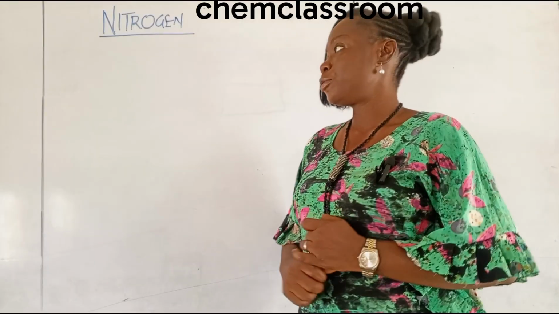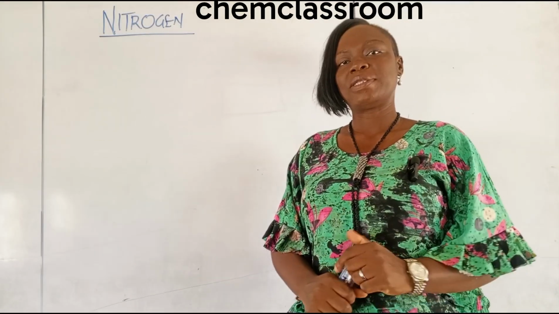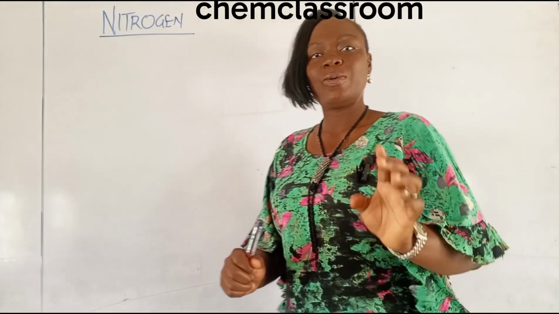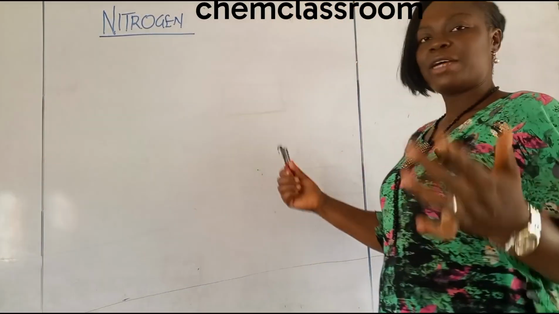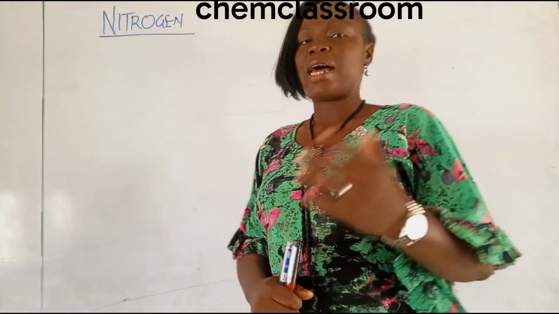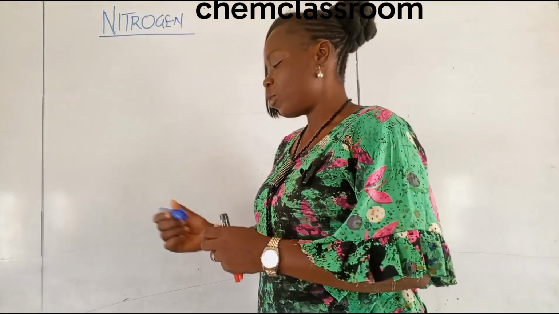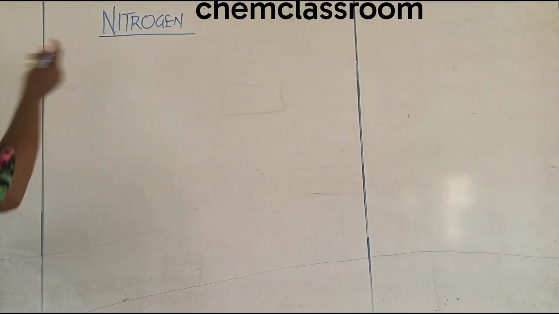So today we'll be going to nitrogen. We have discussed oxygen. We have discussed water. So today we'll be going to what? Nitrogen. Now, nitrogen is one of the non-metals on the periodic table. It has an atomic number of what? 7. Okay, so we have atomic number of 7.